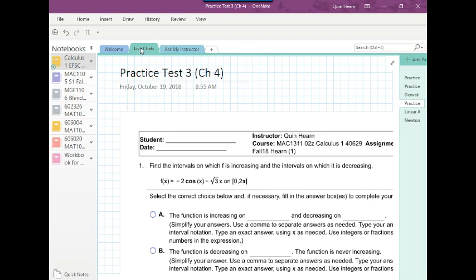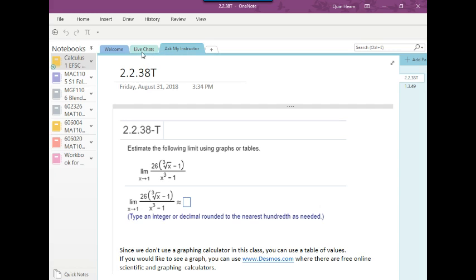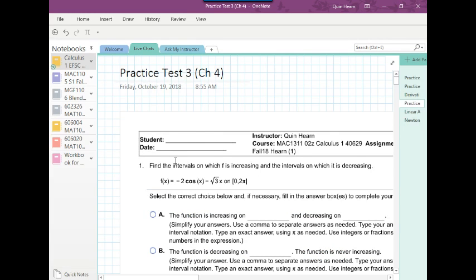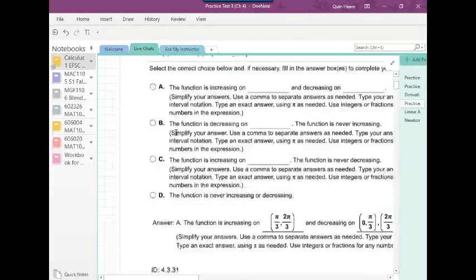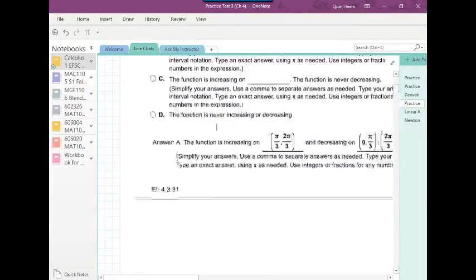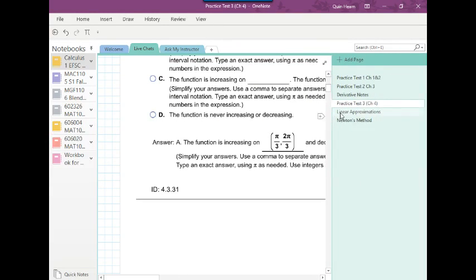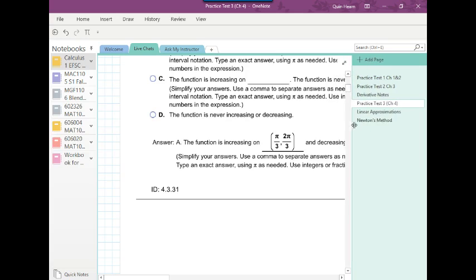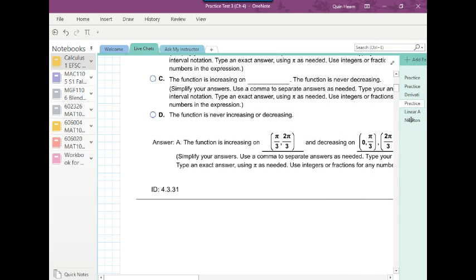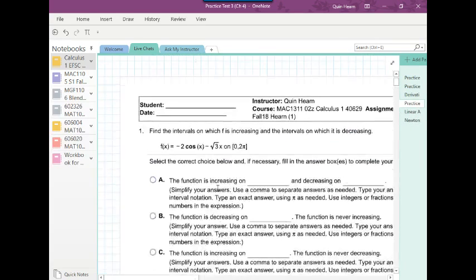There's a welcome tab, live chats, and ask my instructor questions that I received. So I've printed out the practice test in the live chat section, and you'll have to go to the page for practice test 3. And by the way, the other practice tests for test 1 and 2 are still in here, so you can review them for the final. Of course, they're in my math lab as well.